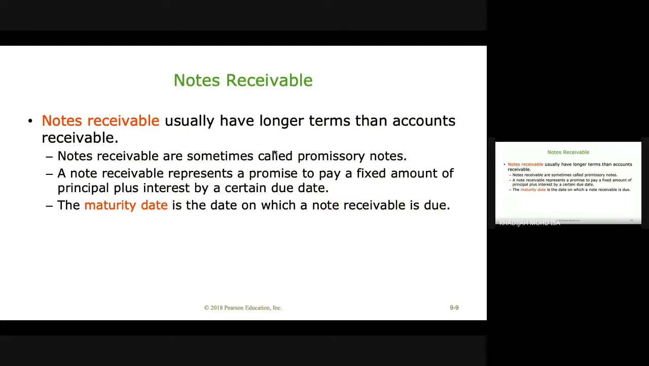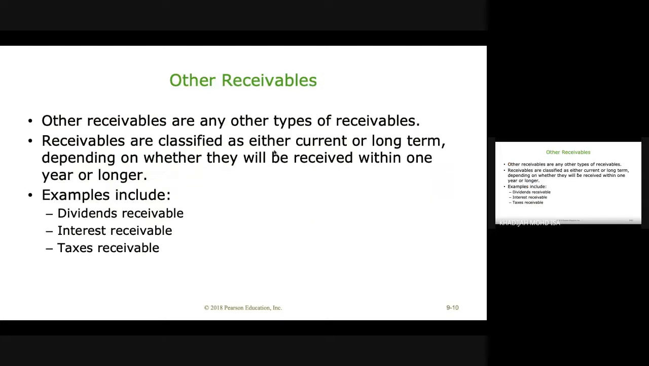The difference is that notes receivable have longer terms than accounts receivable. Sometimes it's called promissory notes, and it represents a promise to pay a fixed amount of principal plus interest by a certain due date. The maturity date is the date on which a note receivable is due. So notes receivable is more of a specific contract.